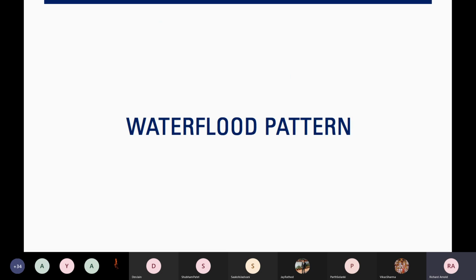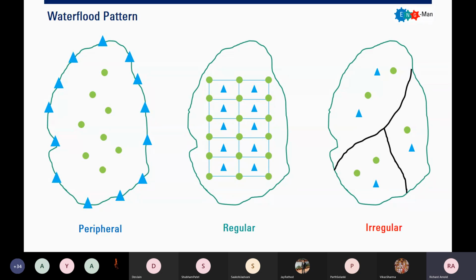But before we go to that particular subject, we will first learn about water flood pattern. There are three big categories of pattern for water flood or water injection. You can name it also that way. It is peripheral injection, regular pattern, and irregular pattern. And you can see this pattern, peripheral.